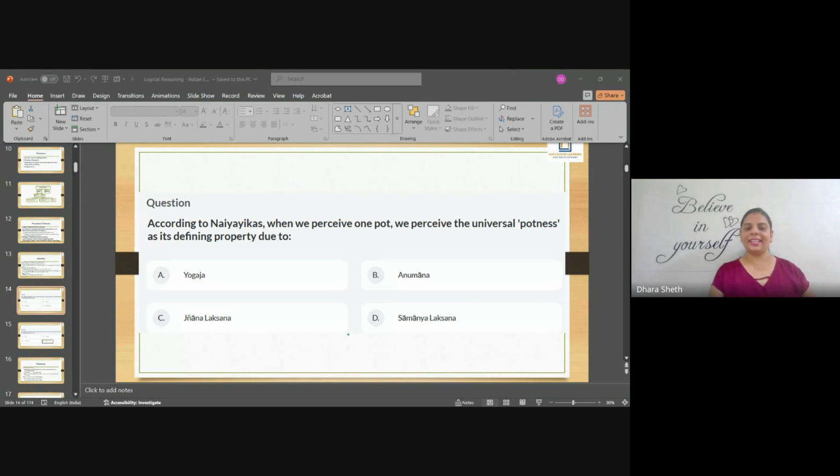According to Naiyayikas, like Nyaya philosophy books, when we perceive one pot, we perceive the universal potness as its defining property due to: Yogaj, Anuman, Gyan Lakshan, Samanya Lakshan. Jnana is Gyan Lakshan, Jnan or Gyan. What would be the answer here?